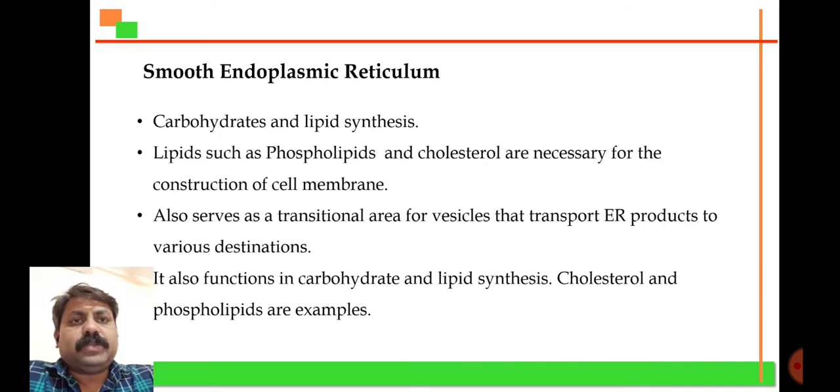The smooth endoplasmic reticulum has a role in carbohydrate and lipid synthesis. It has a role in the synthesis of lipids such as phospholipids and cholesterol, and it serves as a transitional area for the vesicles, the morphological component of the ER, for transport of vesicles to various destinations, and it has a role in the synthesis of carbohydrates and lipids also.